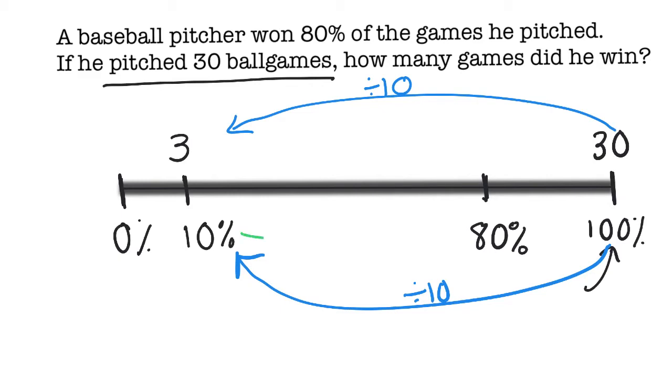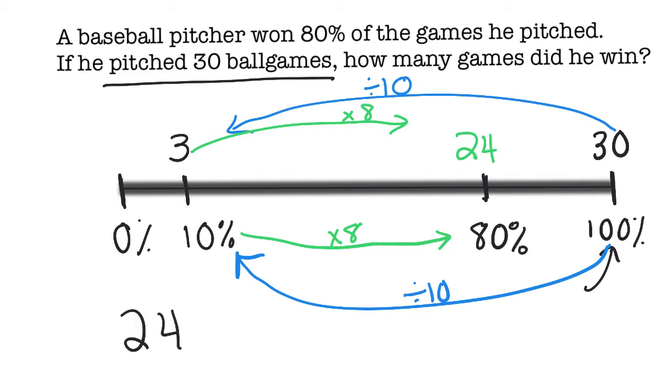Now we are going to go from 10% to 80%, which is times 8. So that means we also need to do 3 times 8, which gives us 24. So if he won 80% of the games he pitched, he would have won 24 of his games. So he won 24 games in this problem.